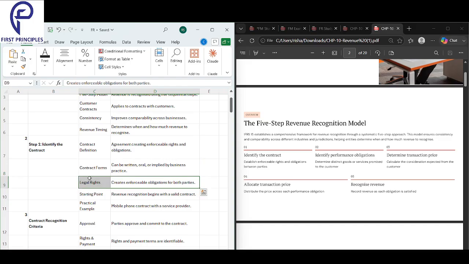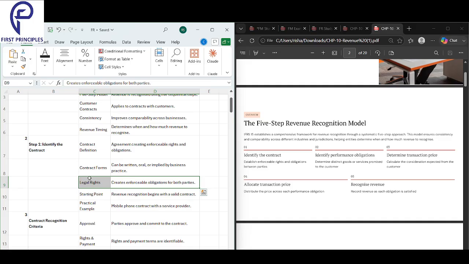Next, legal rights. Both the customer and the company must be legally bound to do their part. If someone gets into a contract, both the parties are legally bound to do their part.